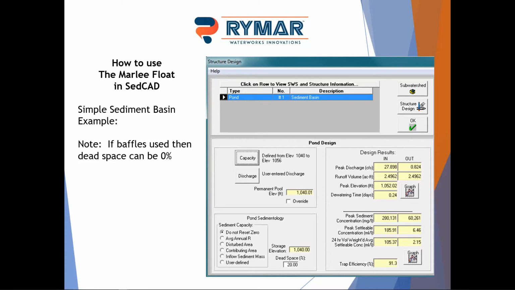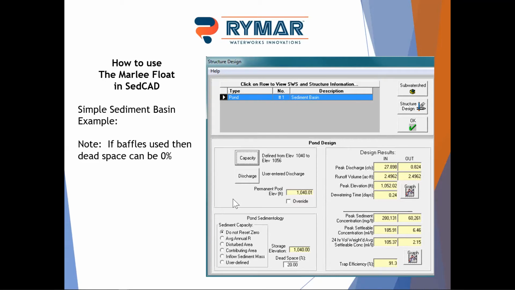SEDCAD. So we're going to talk about the SEDCAD software here. SEDCAD is a software program that's used primarily to calculate trapping efficiency. It is not great for pre versus post discharge rates. It can do it, and you can use it if you like, but it's got some issues with it that have been identified.